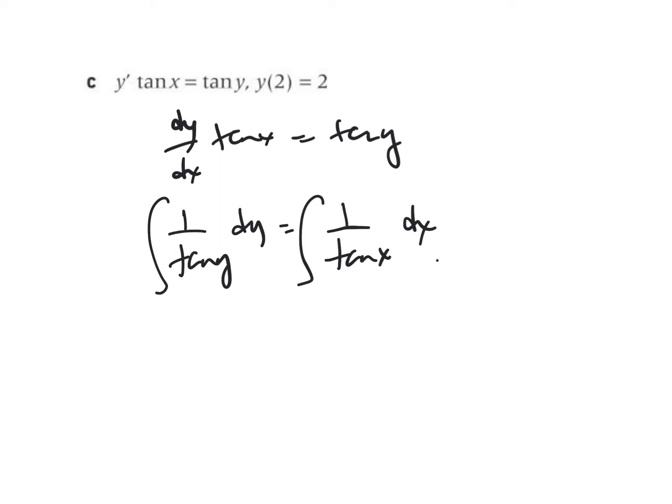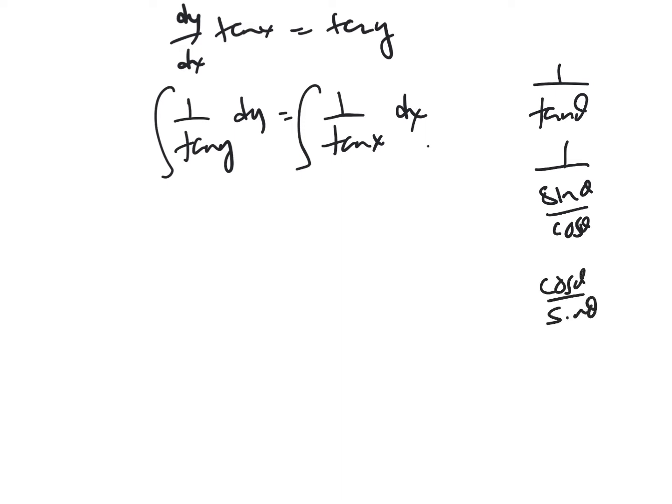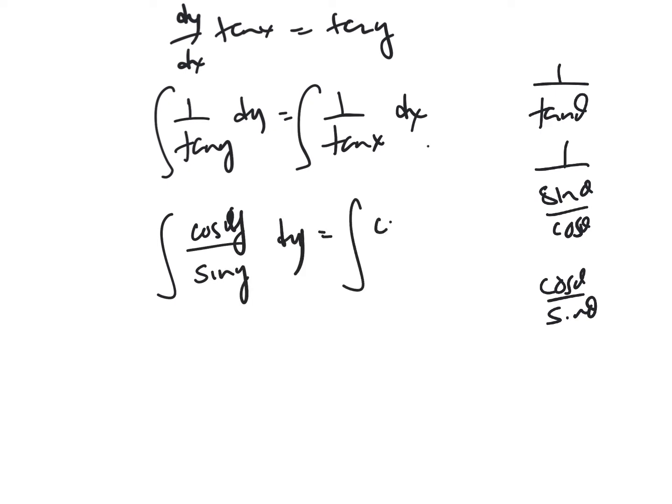Now part of my problem is I don't actually know the integral of 1 over tangent y, but I know 1 over tangent theta is cosine theta over sine theta. So I can rewrite this line here as cosine y over sine of y dy equals cosine x over the sine of x dx.